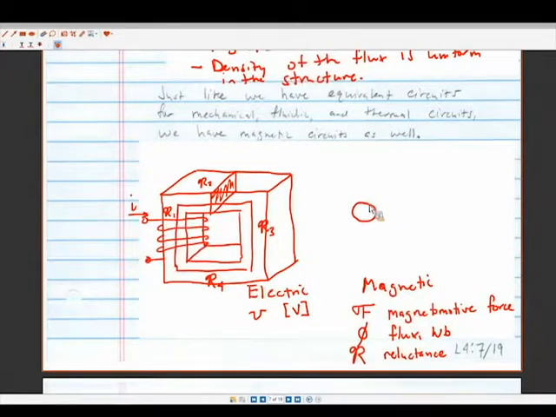Okay, so this element here, this coil, in the electrical circuit analogy, we are going to represent as a voltage source. And the voltage source potential here is going to be equivalent to that magnetomotive force. So anytime you see a coil, you should think of that as a voltage source.